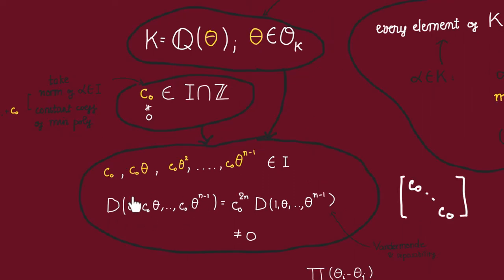That's because this discriminant here should be equal to this discriminant multiplied with the square of the determinant of the change of basis matrix between this basis and this basis. But that change of basis matrix is just a diagonal. So its determinant square is just C0 to the n square. And this is non-zero. This is also non-zero, as we have mentioned. So this discriminant must be non-zero.